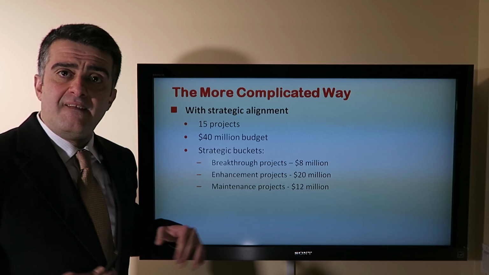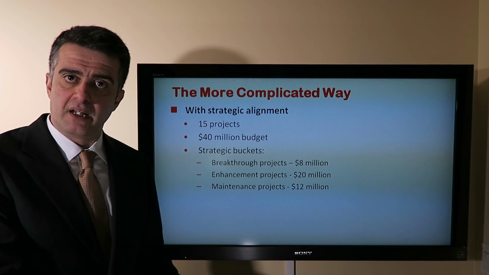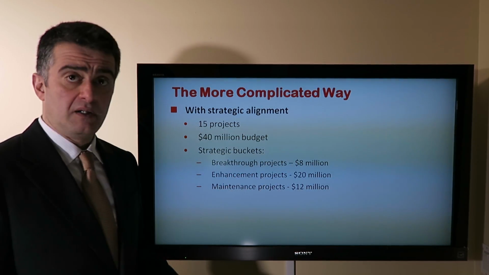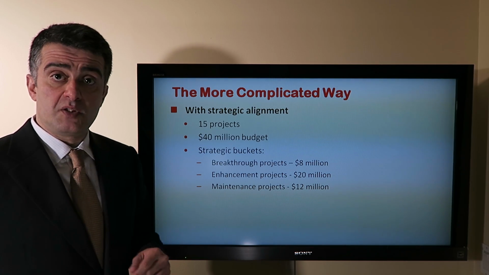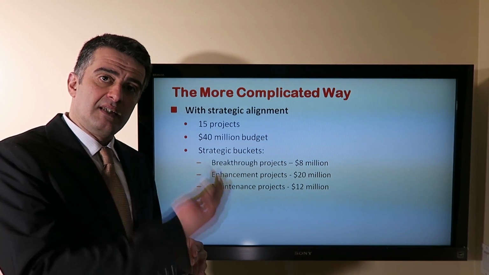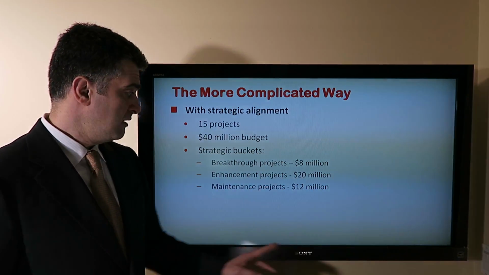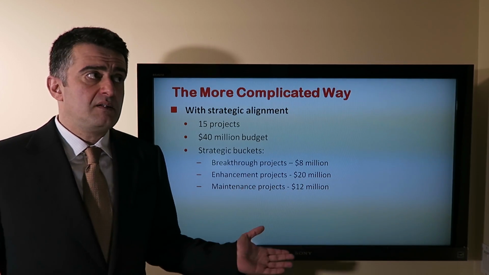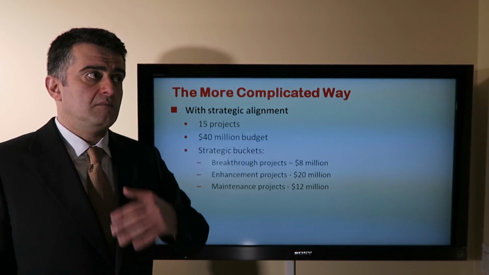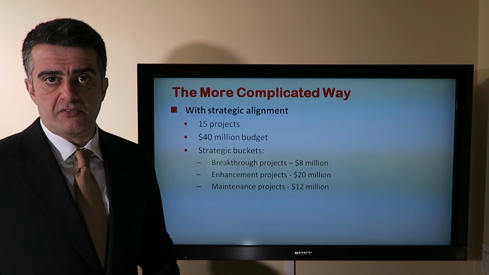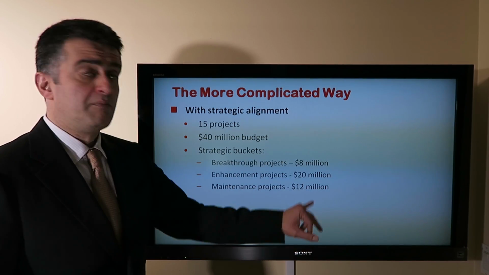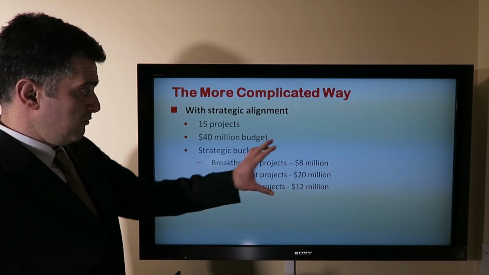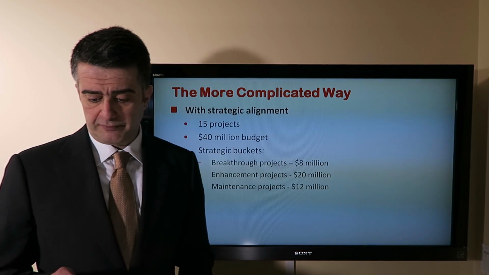Breakthrough projects, i.e. the next iPhone, the next big thing that will take us to the next level. We're allocating $8 million. Enhancement projects, which means improvements to the existing products and services, $20 million. Maintenance projects, which basically means maintenance, upgrade of a server, upgrade of equipment, etc., $12 million. For a total of $40 million in budget.